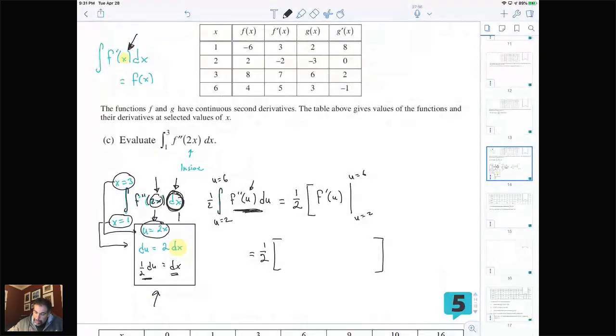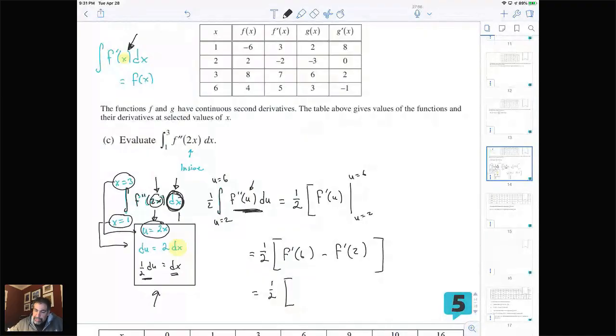And now we're going to get f prime of the top bound minus f prime of the bottom bound. So the top bound is 6, the bottom bound is 2, and this is where the table comes in. So I'm going to finish this off, and then I'm going to take a look at the questions, and I'm going to go back and try to answer those questions for you guys.